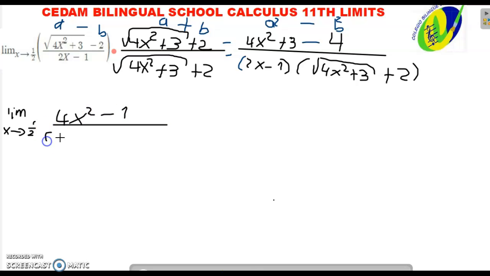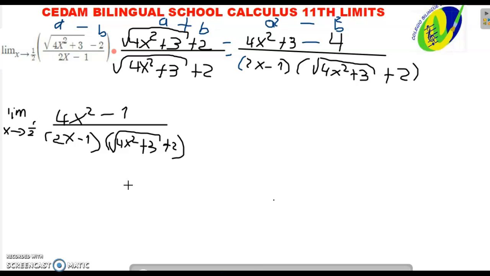On the denominator, we continue writing the same. 2x minus 1, and that multiplied by the square root of 4x squared plus 3, plus 2. Okay, we got undefined on the denominator, so we have to get rid of that 0. But apparently, there is no way to eliminate that 0.